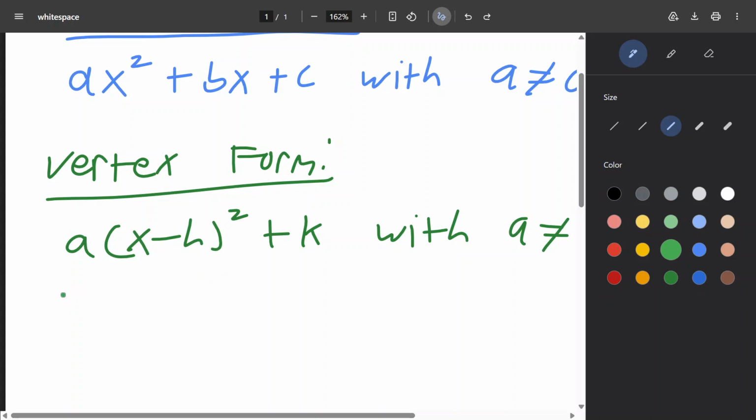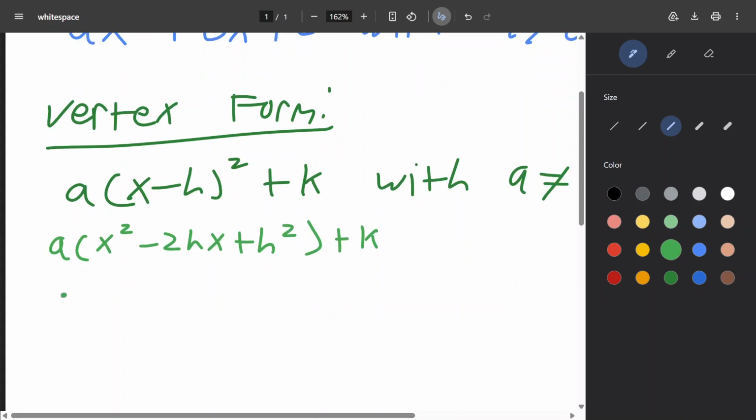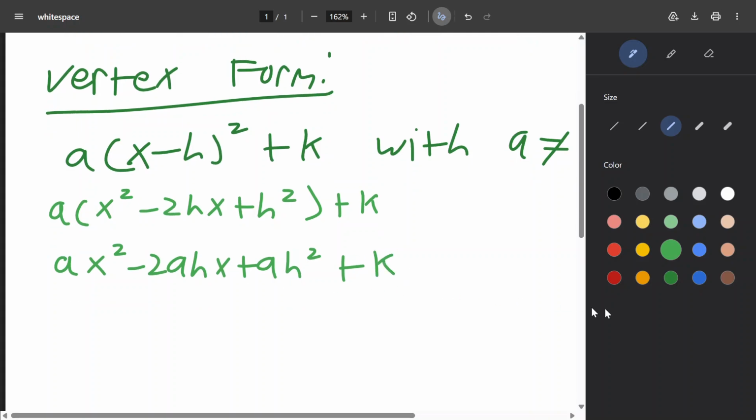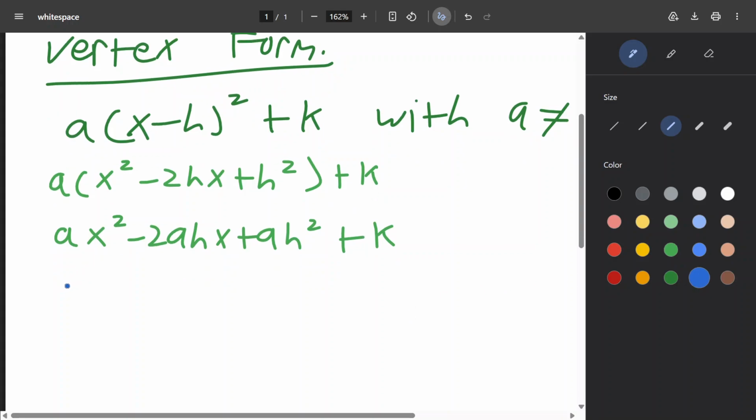Let's start by expanding or distributing this binomial here. This is x squared minus 2hx plus h squared plus k. Let's distribute this a. We end up with ax squared minus 2ahx plus ah squared plus k. Okay, great. We have fully expanded this, so now we ask ourselves, how is this similar to ax squared plus bx plus c?